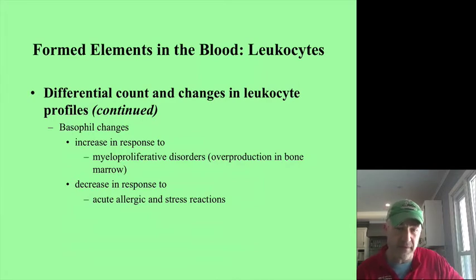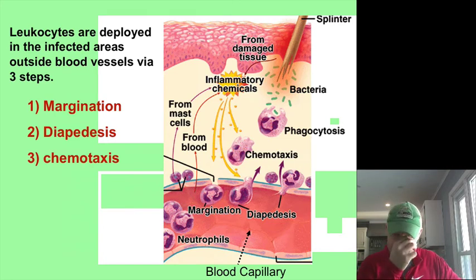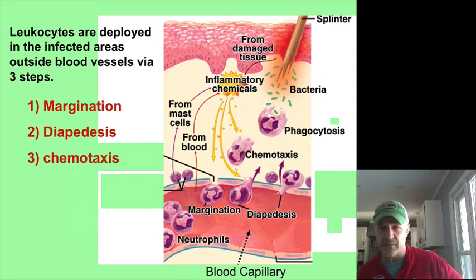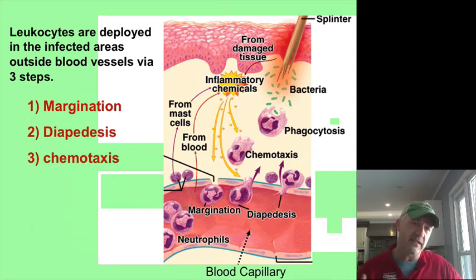Sometimes you'll see these up in response to acute allergic reactions or stress reactions. You'll see a decrease in these. If these leukocytes need to leave the bloodstream, it is a kind of multi-step process for this to happen, especially when we start talking about monocytes becoming macrophages. I always kind of say this is a lot like getting off the highway.